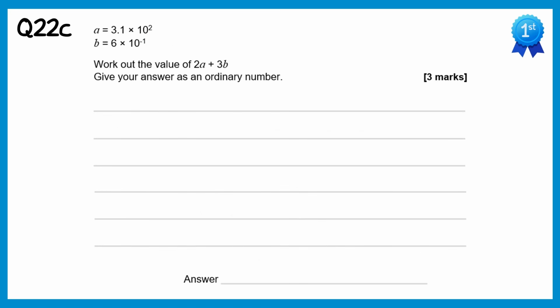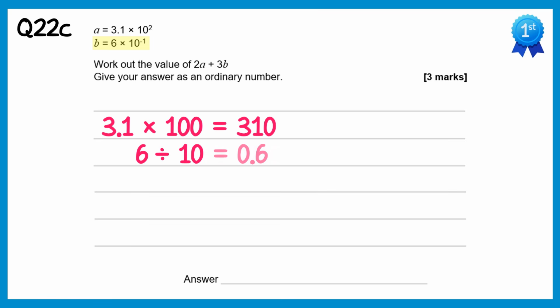To start this question, I'm going to convert the numbers from standard form back to ordinary numbers. So let's start with a, which is 3.1 times 10 squared. That's 3.1, and 10 squared is 100, so 3.1 times 100, which is 310. For b, we have 6 times 10 to the power negative 1, so that's 6, and then since it's a negative power, we need to just divide it by 10 one time, so 6 divided by 10, which is 0.6.